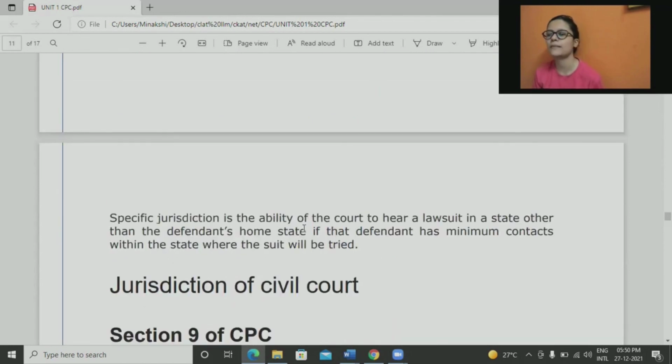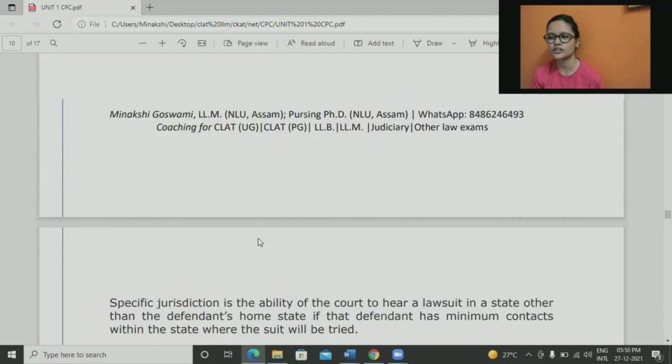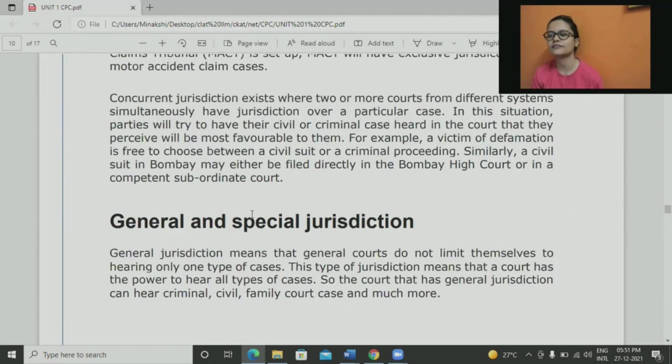But when we talk about specific jurisdiction, it is the ability of the court to hear a lawsuit in a state other than the defendant's home state if the defendant has minimum contact. So specific jurisdiction means that for some specific matters only, they would be taking up the case. They will not be open for any sort of civil or criminal matters; only one specific type or area of law will be assigned to them, and they will have jurisdiction to decide on that particular case.